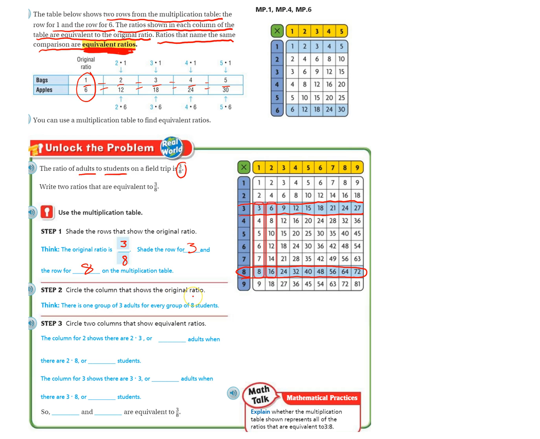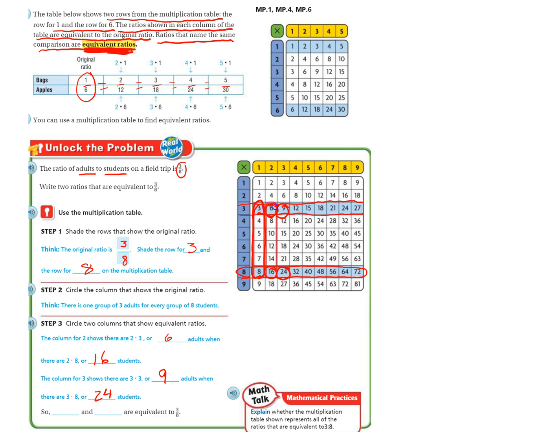Circle the column that shows the original ratio. Here's our original ratio, 3 to 8. The column for 2 shows there are 2 times 3, or 6 adults. That's here, 6 adults. And how many kids would there be? There would be 16. The column for 3, now we're going down 1, 9 adults. And the corresponding would be 24 students.